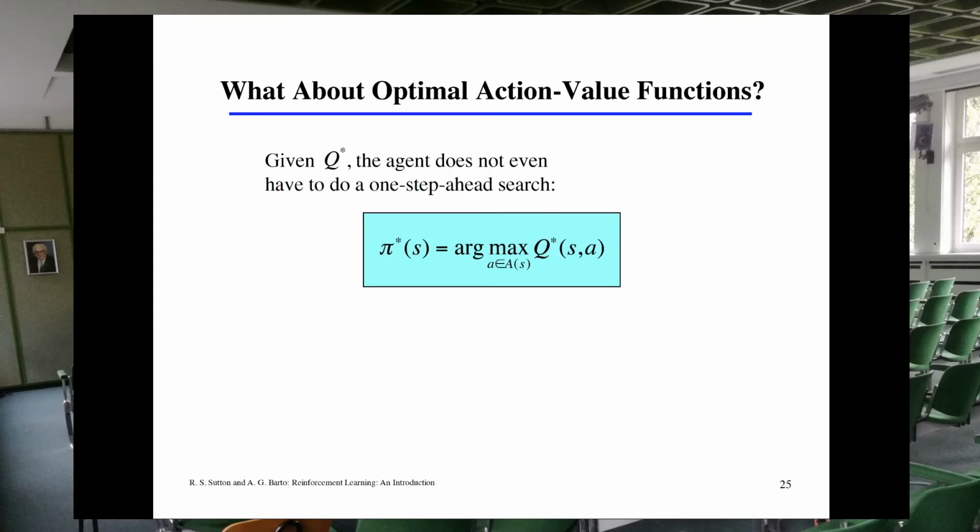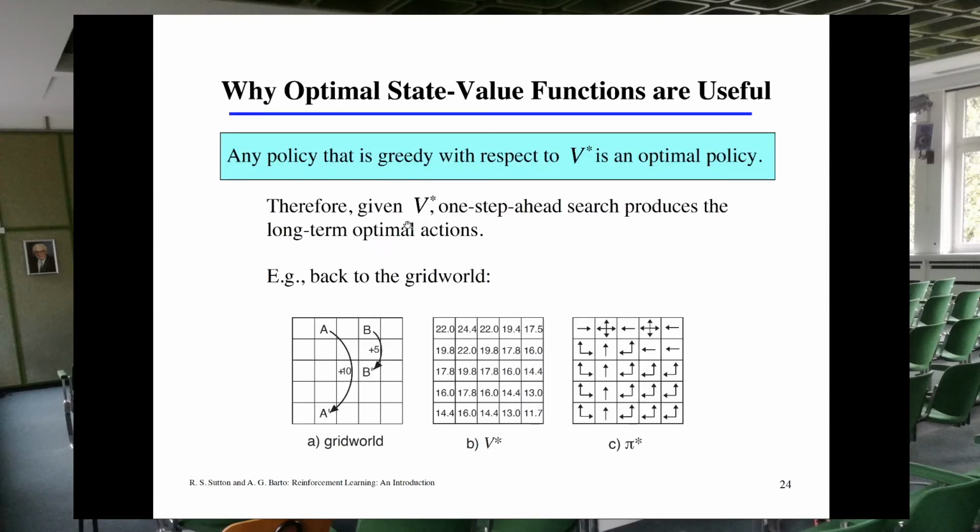So what about optimal action value functions? Given Q star, the agent does not even have to do a one step ahead search. So let me go back here. If you are working with value functions, once you have estimated them, you need to look ahead. What are the possibilities that you have, and then you need to select the state with the largest value, like in this case this 22. Okay, you need to look ahead one movement.